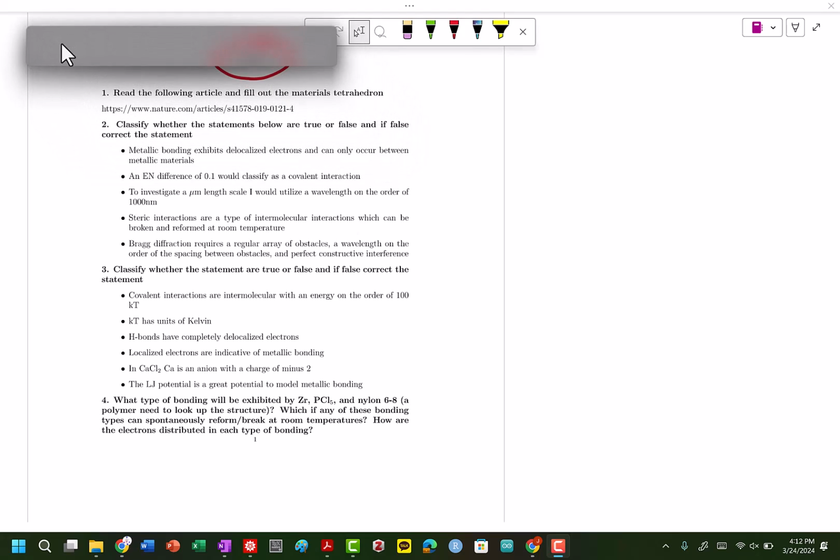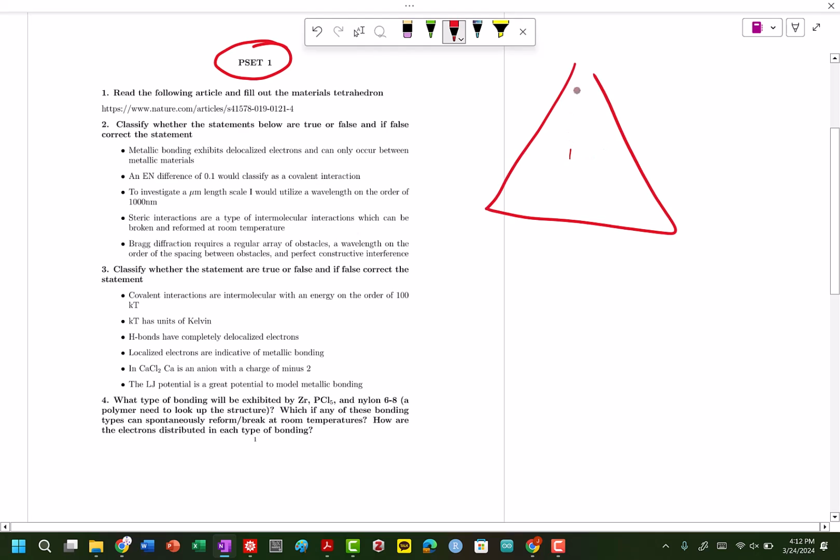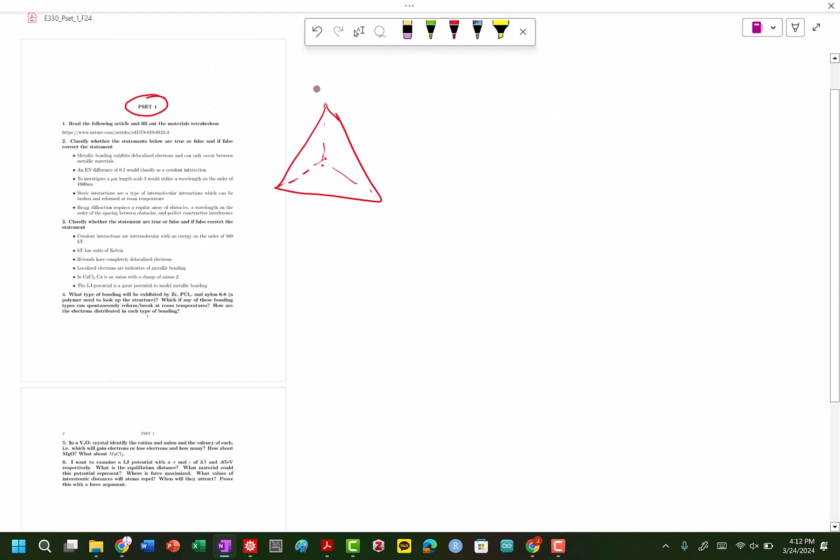So let's go ahead and draw it. Our materials tetrahedron can look something like this, and then like this, then like this, and like this. I'm going to zoom out a little bit. So we have, for example, processing, we have structure, and we have performance, and then we have here properties.